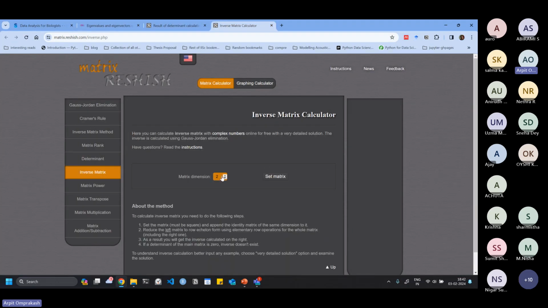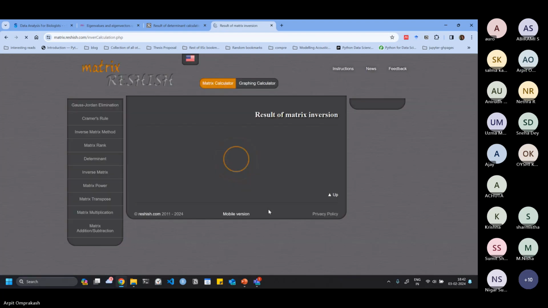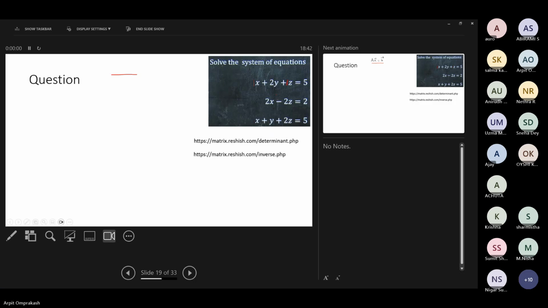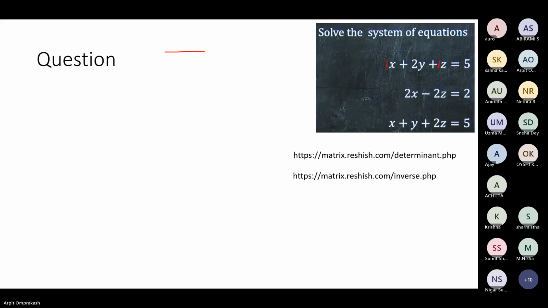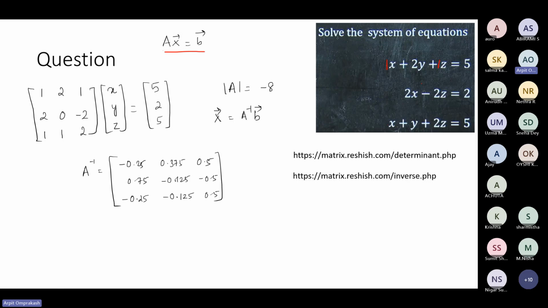Similarly, we can use this other website to calculate the inverse of the matrix. Again, we set the dimensions and type out the matrix: 1, 2, 1, 2, 0, minus 2, and 1, 1, 2. Here it shows the result. So from the online calculator, we saw that the determinant of this matrix A is minus 8. And we need the inverse; the inverse is basically this. There it was 1 by 4 and 3 by 8 and so on, and we have just converted it to decimal.